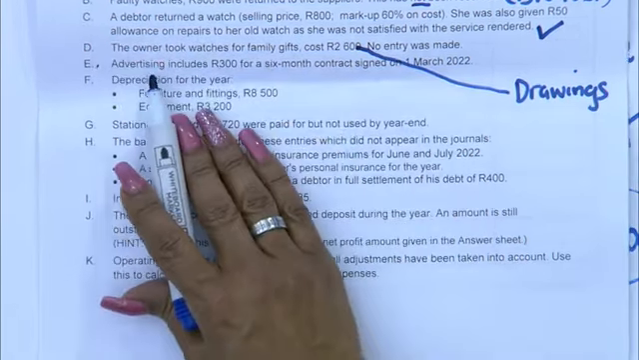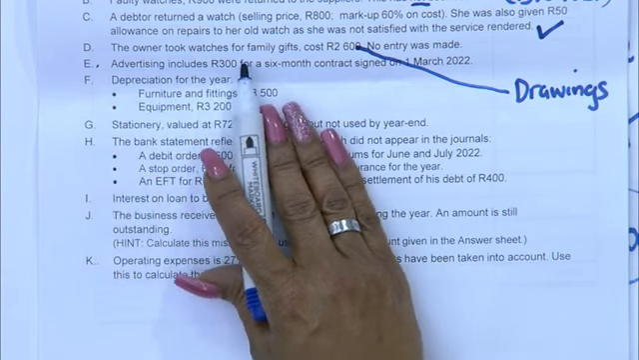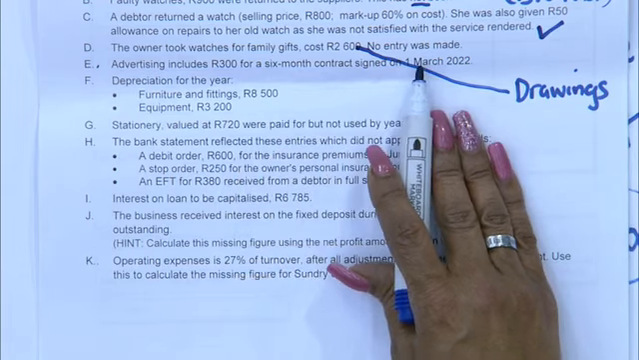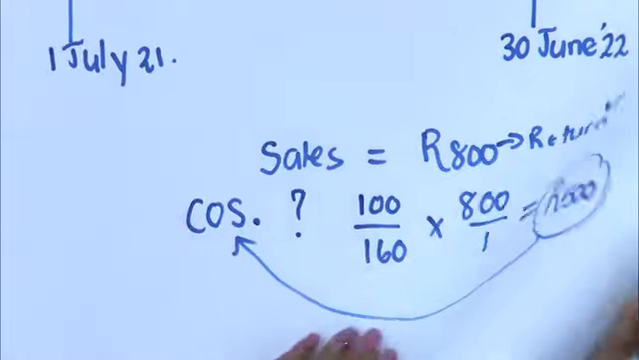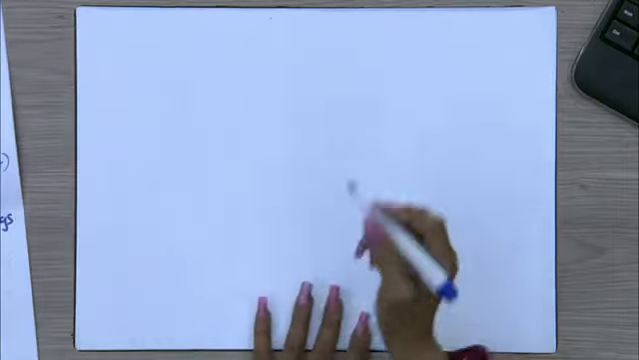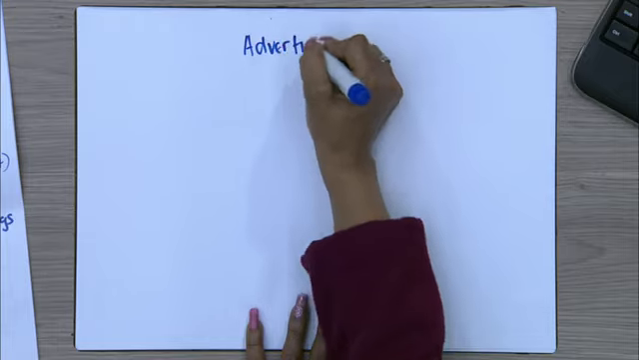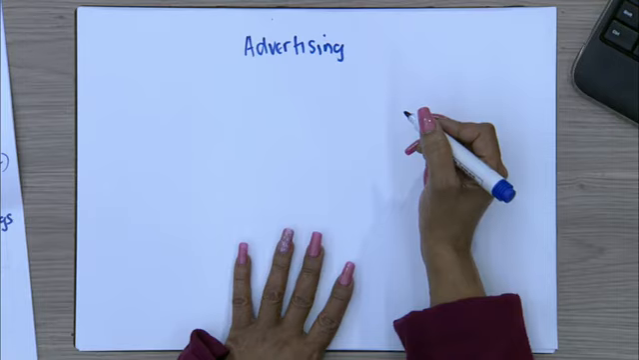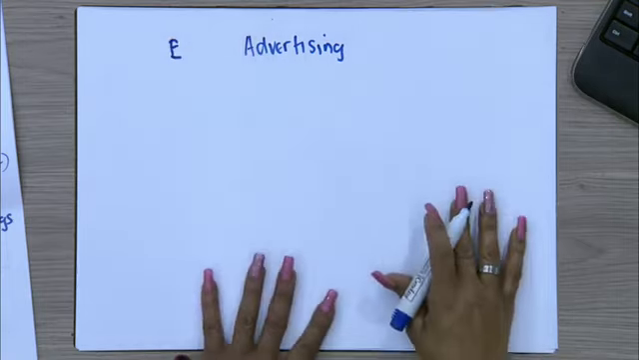Now I'm going to my letter E. What's happening in E? Advertising includes 300 Rand for how many months? For 6 months, and the contract happened in March. So let's do that calculation. Right, remember my financial year. So we're busy with advertising, right? And the advertising is adjustment number E. And we're going to go straight and check what the effect is.